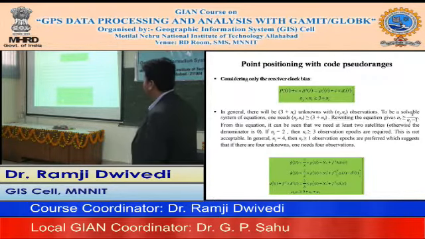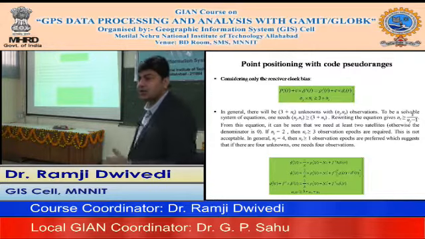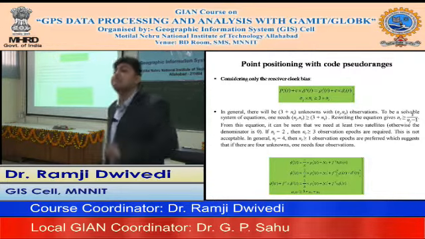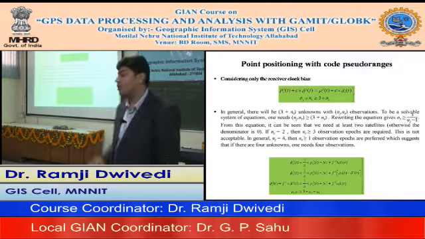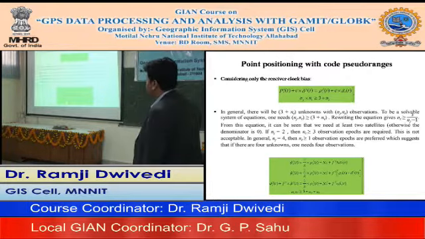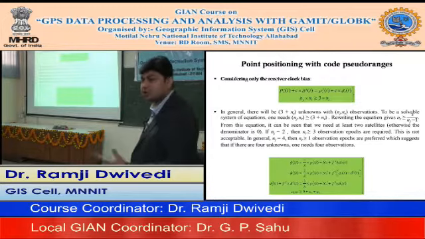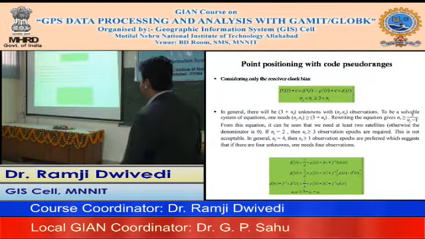So this Nj into Nt is nothing but the number of observations you are accumulating per epoch, the number of satellites times the number of epochs. So let's say you have 4 satellites, a single epoch becomes 4, 2 epochs becomes 8, 3 epochs becomes 12, which was the case in our carrier phase observations.